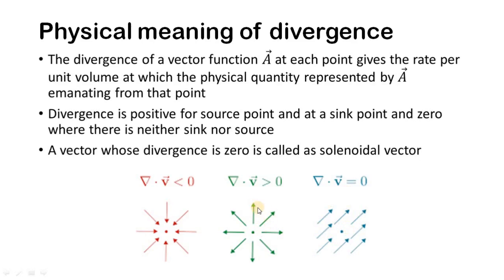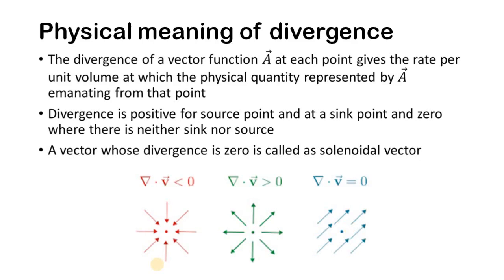In the vector field, if this is the situation, then the point is the source. If this is the situation in the vector field, then the point is a sink. If the same amount of flux coming into the point leaves from that particular point, then the divergence at that point becomes 0. Then the point is neither a sink nor a source.